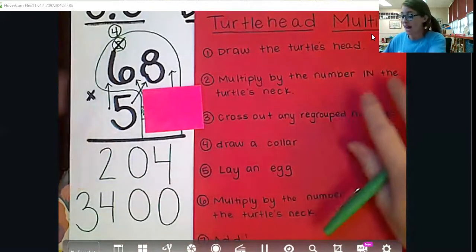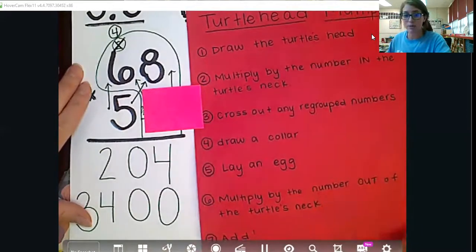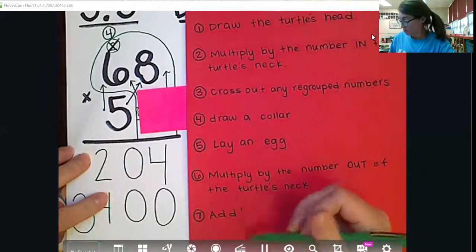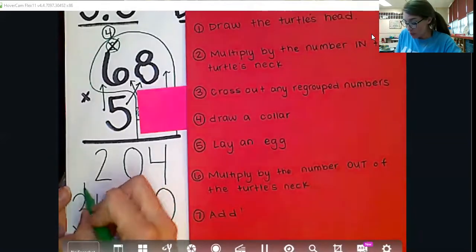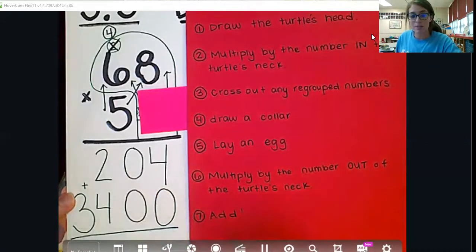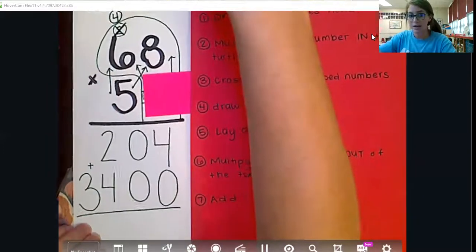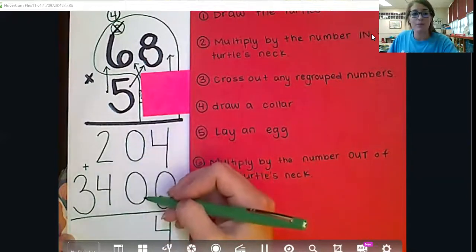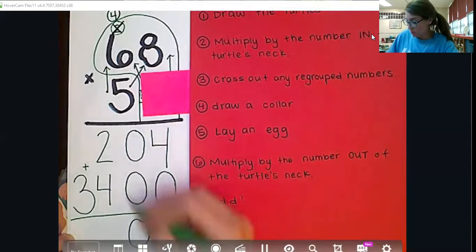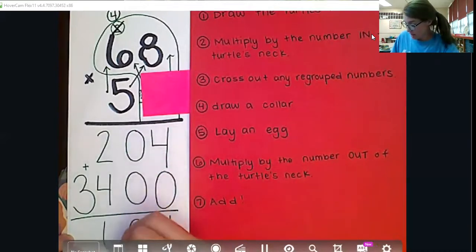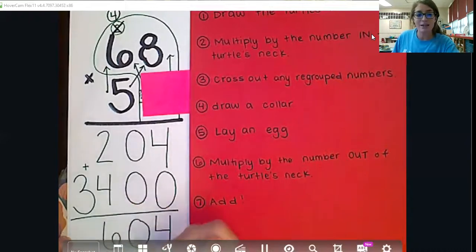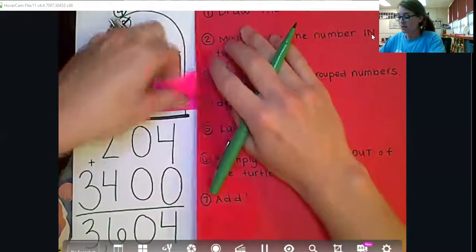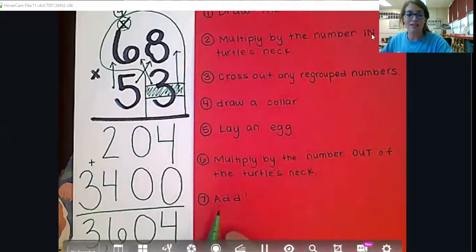Okay, and then my last step in my turtle head multiplication, it's stuck on the sticky note, is to add. All right, so I'm just going to add these two numbers up to get my final product. 4 plus 0 is 4. Very good. 0 plus 0, 0. 2 plus 4, very good. And 0 plus 3 is 3. Very good. And that gives me, for 68 times 53, a product of 3,604.